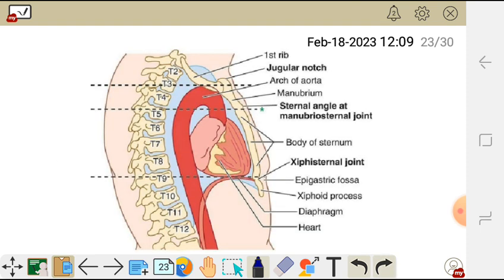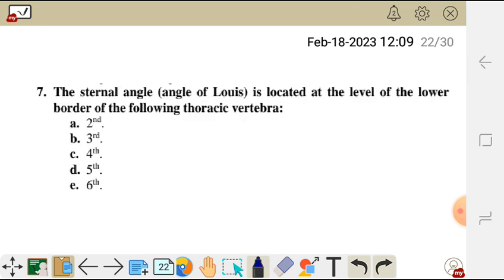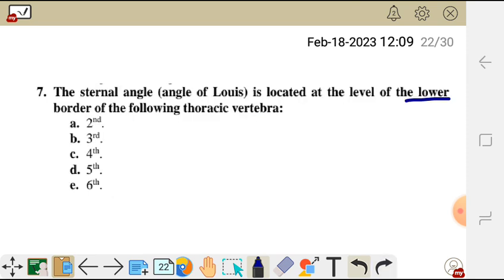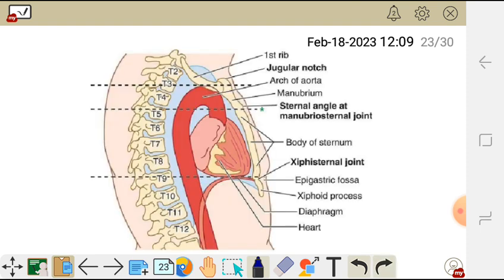So when you look at this diagram here, the sternal angle is the angle formed by the manubrium and the body of the sternum. So it is between the level 4 and level 5 of the thoracic vertebrae. So the question here is asking us the lower border of which vertebrae. So the lower border of the fourth vertebrae is where the sternal angle, which is also called the angle of Lewis, is located. So the correct answer is C. We move on to question 8.